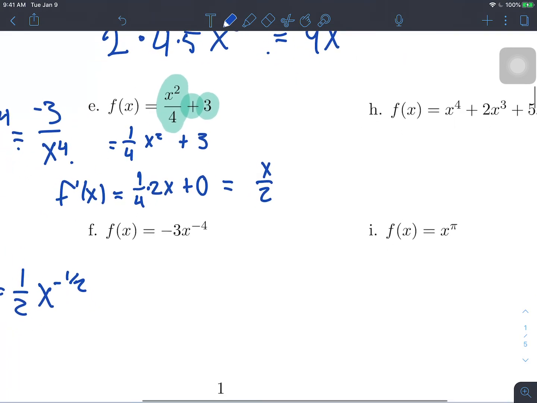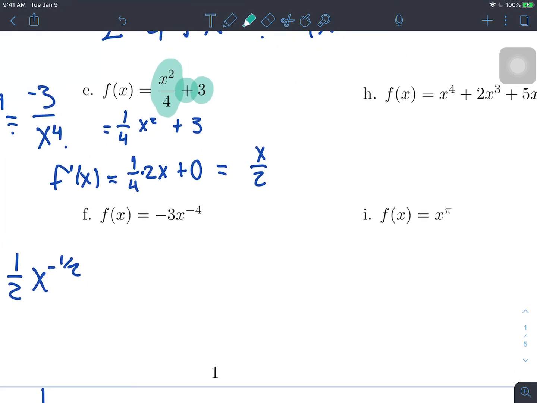Okay, next up. Again, I got to use the constant multiplier rule. I've got this -3 floating out front. So I say, okay, you can't trick me. I'm just going to let that float. f prime of x equals -3. And now I just need to write the derivative of x to the -4th power. What should the derivative of x to the -4th be? Ashlyn? It would be -4x to the -5. Exactly. -4x to the -5.